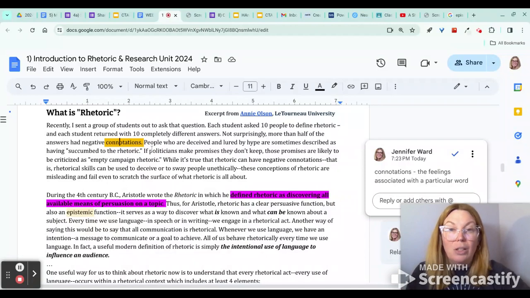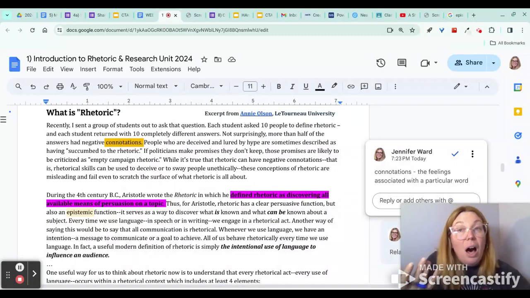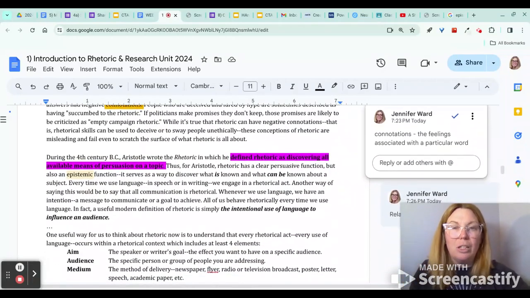"People who are deceived and lured by hype are sometimes described as having succumbed to the rhetoric. If politicians make promises they don't keep, those promises are likely to be criticized as empty campaign rhetoric. And while it's true that rhetoric can have negative connotations, that is, rhetorical skills can be used to deceive or to sway people unethically, these conceptions of rhetoric are misleading and fail to even scratch the surface of what rhetoric is all about." So she kind of explains that sometimes we associate it with hype or misleading, or it's unethical, or politicians. And so that's why we might have some negative understandings of what rhetoric is.